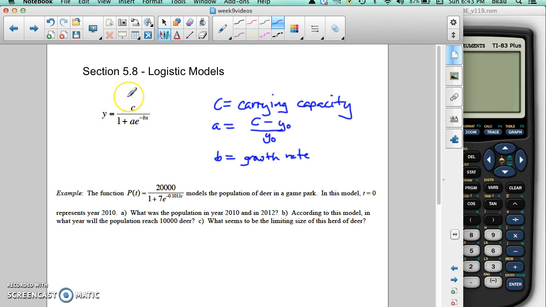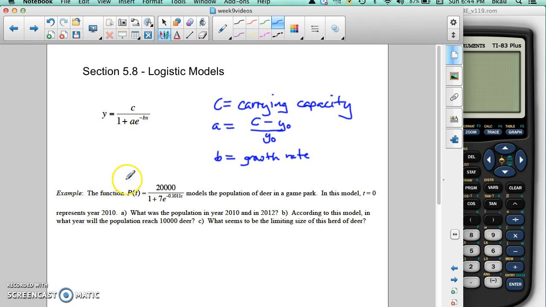Well, this is the equation for a logistic model like this. It's y equals c over 1 plus a e to the minus bx. C is the carrying capacity, the maximum value that can occur. A is found by subtracting the initial value from the carrying capacity and then dividing by the initial value. And B is going to be the growth rate. Now this is minus B, so it's just going to be the opposite of that decimal there.